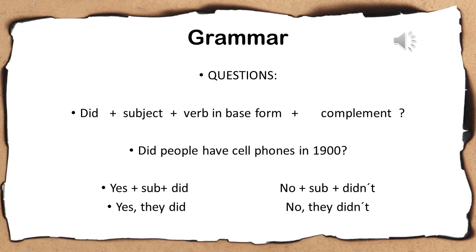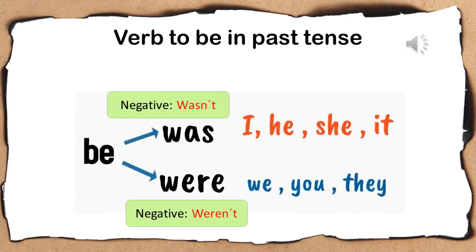Verb to be in past tense. Remember, the verb to be in present tense is I, he, she, it, we, you, and they. In past tense, for I, he, she, and it, we are going to use was or wasn't if it is negative. And for we, you, and they, we are going to use were or weren't.